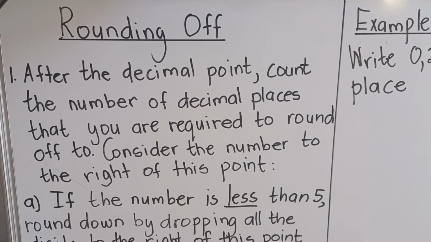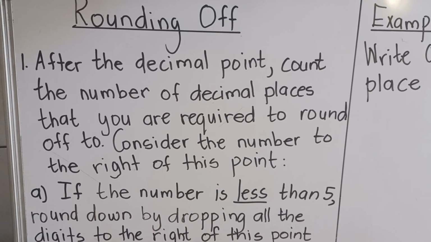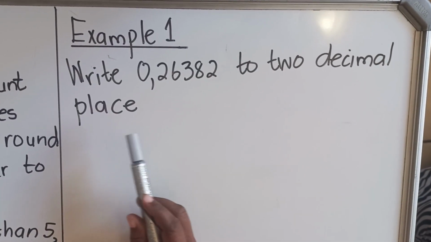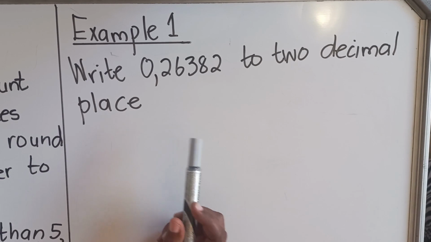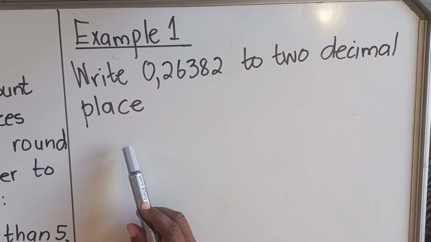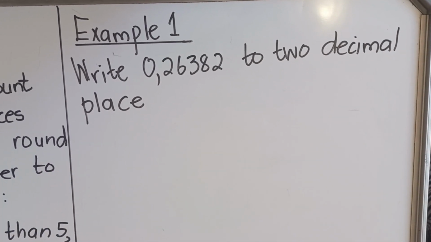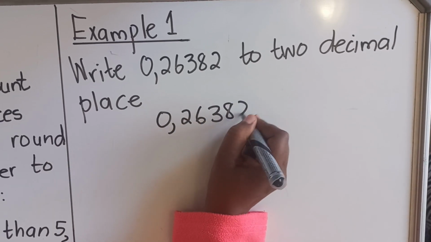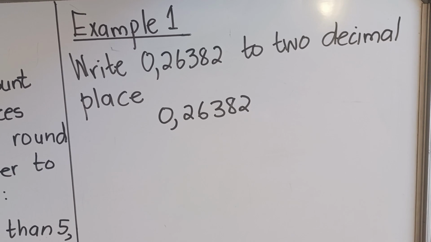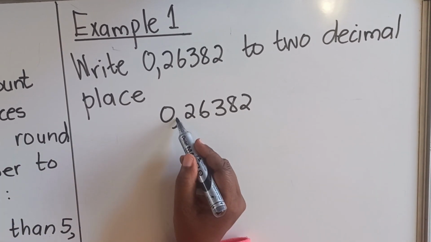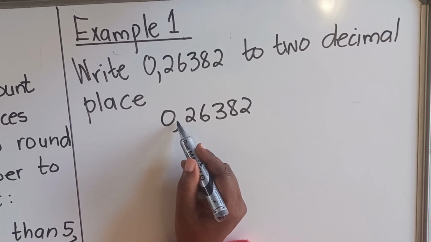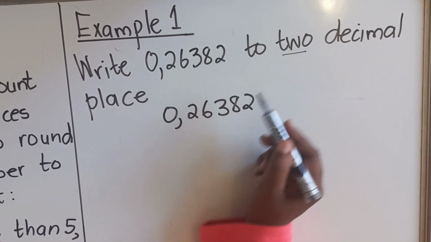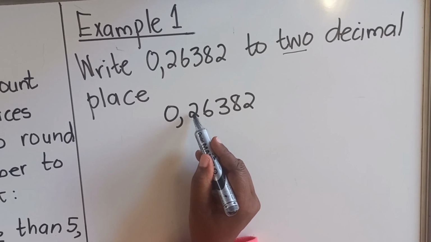Okay, let's look at an example. I'm going to do this step using an example. Example 1, they say write 0,26382 to 2 decimal places. So you are rounding off to 2 decimal places. Your number is 0,26382. The first thing it says is find the decimal point. So you're going to be here. And then it says count the numbers after the decimal point to the right. They said 2 decimal places, so I'm going to go here and count 1, 2.